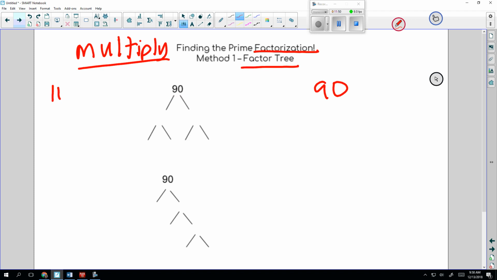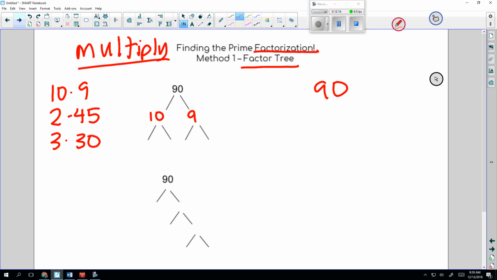10 times 9. What else? How about 2 times 45? What about 3 times 30? Okay. Are there a lot of ways that we can make 90? We're going to go with this one first. We're going to go with 10 times 9.